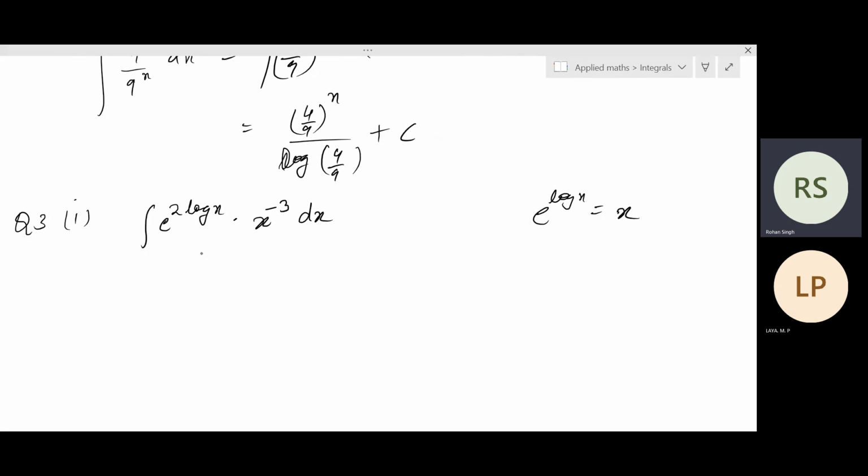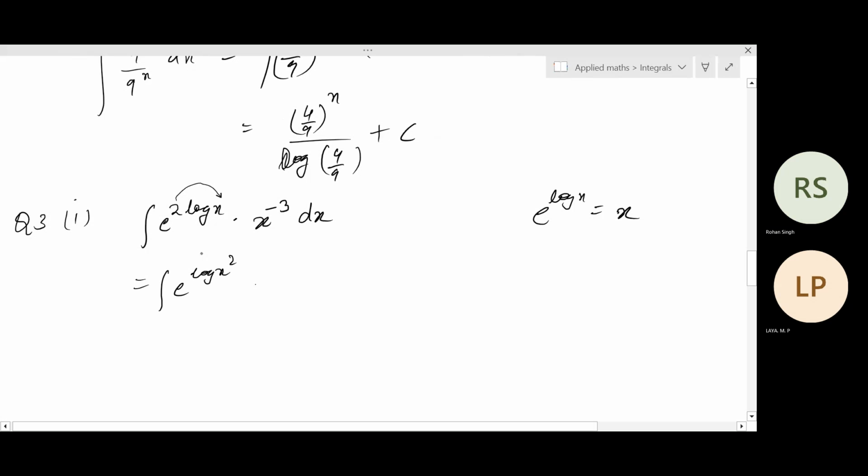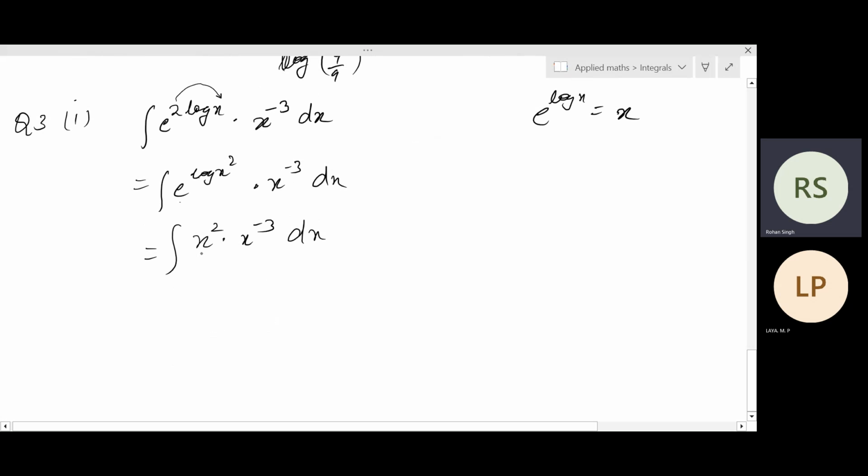But if it's not 1, then we can shift this 2 into the power of x. So we can write this as e raised to log x square into x to the power minus 3, and then e and log will basically remove themselves, leaving x square times x to the power minus 3. Now you are multiplying and the base is the same, so powers will add, and you'll get x to the power minus 1.